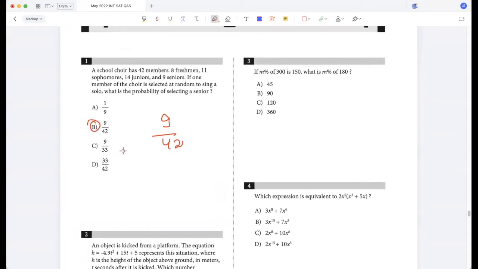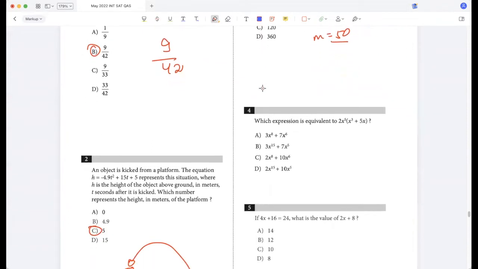If m% of 300 is 150, what is m% of 180? So m% of 300 is 150, which means m is 50, because 50% of 300 is 150. So 50% of 180 would be 90.